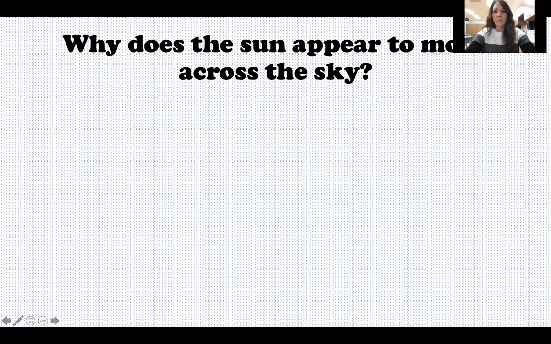So here's the question that we're going to talk about today and look at, and the kids in class here are going to make something to help them remember. And the question is, why does the sun appear to move across the sky?